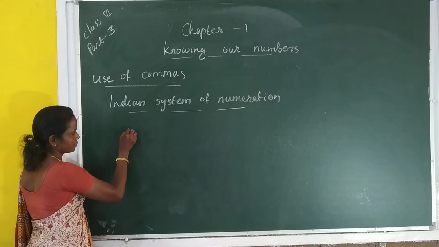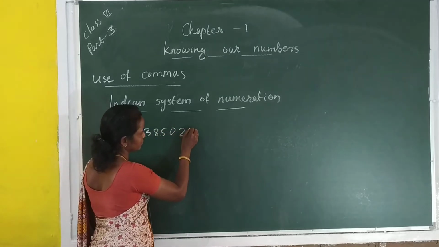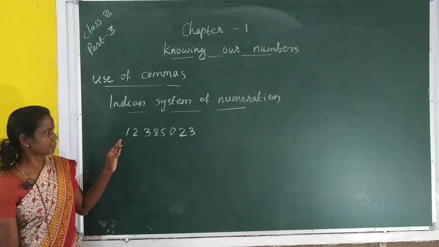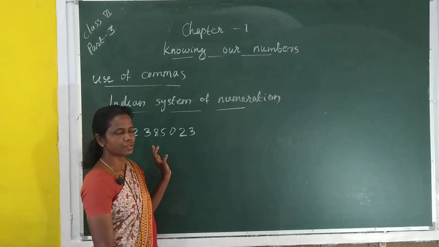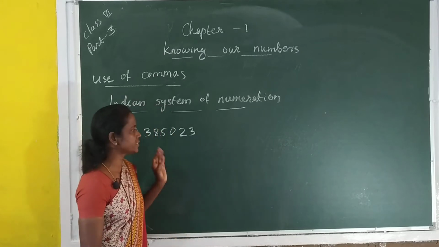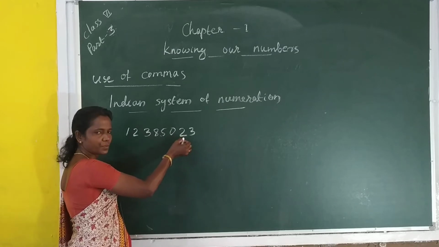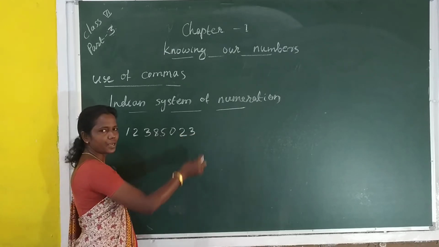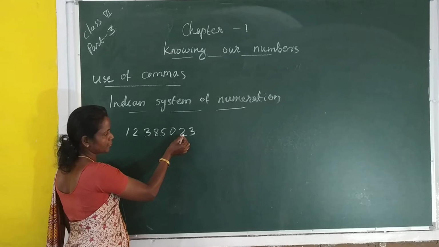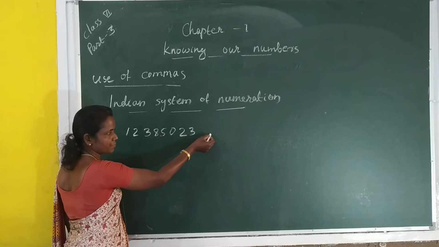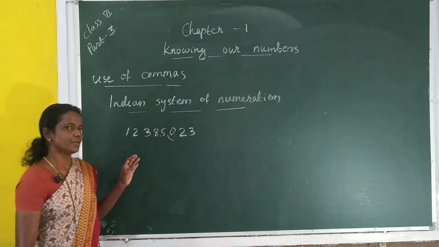For example, write one number here. Look. Then, how to put commas? The first comma we put three digits after, from the right side of the given number. Look. One, two, three. Three digits from which side? Right side. After the hundreds place, we put the comma.